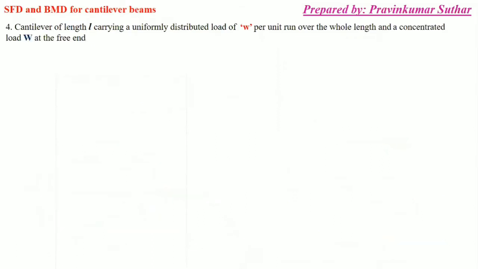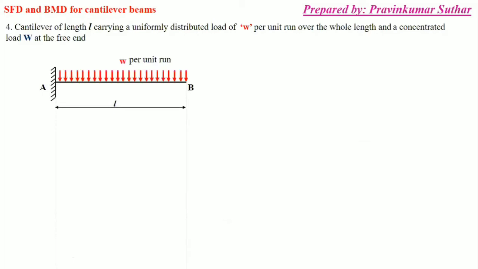Now next, case 4. In this we have a cantilever beam of length L with a uniformly distributed load, simply UDL, over the whole length, and a concentrated load W at the free end. If you want to check the unit, the unit of small w will be Newton per meter, and this capital W is simply Newton, because small w depends on the length.